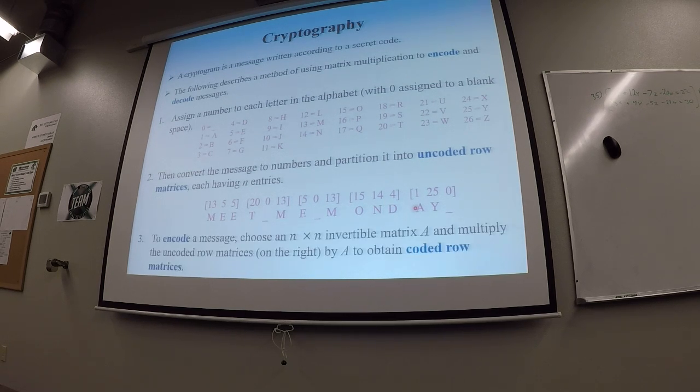And then to encode a message, you choose a matrix and you multiply the uncoded row matrix on the right to obtain the coded row matrix. So basically, I can make any 3x3 matrix, it doesn't matter. I can make whatever one I want. I can choose whatever number system I want. And I can take a message and turn it into numbers, and then decode it going backwards. Is that not kind of cool? And you'll see it's actually very easy.